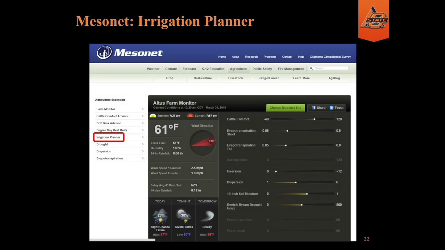Mesonet has some tools. If you go here to their website, there is the irrigation planner, and Al and his colleagues are doing a great job providing the estimates in near real time, and then also putting it into these tools so people can go into it and look at it. But again, that number was pretty low despite this.